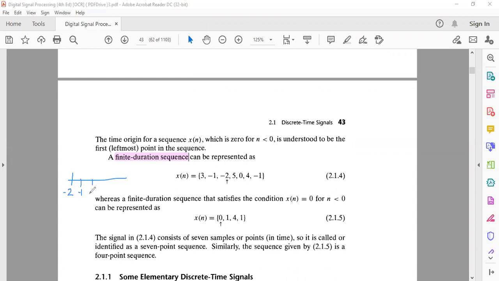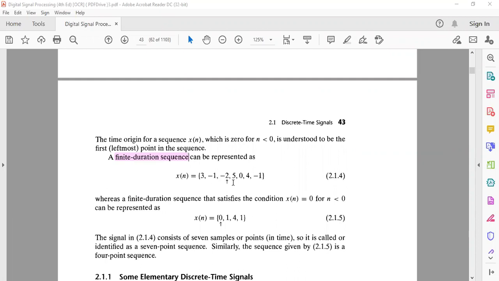You can tell that you have between -2, -1, 0, 1, 2, 3, 4. So you can tell that this is -2 less or equal to n less or equal to 4. This is finite duration. You know the length of this. Very important. You know the length of this, and that is what we call finite duration. So we're saying that a finite duration sequence can be represented like this.